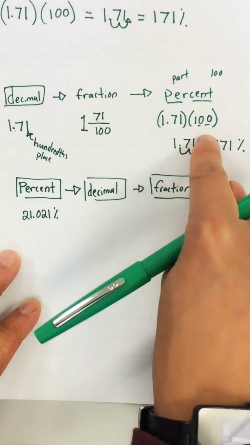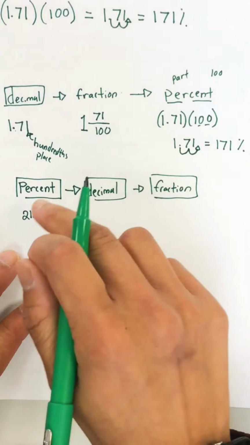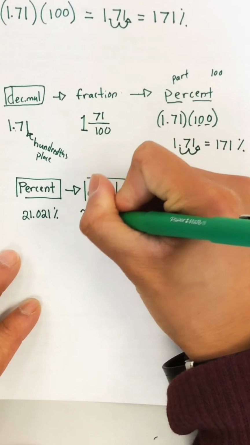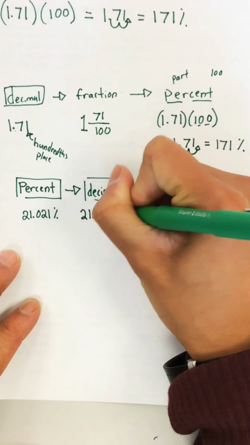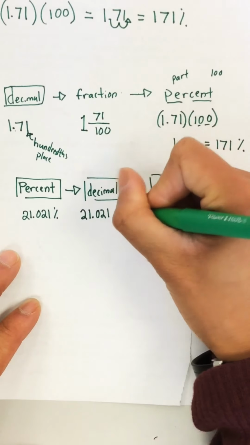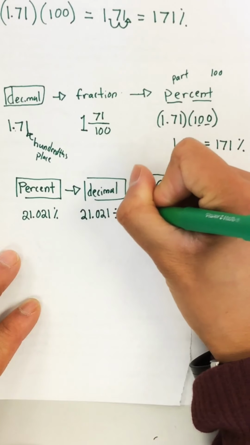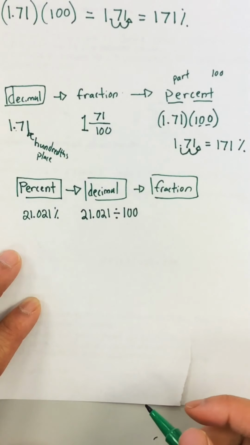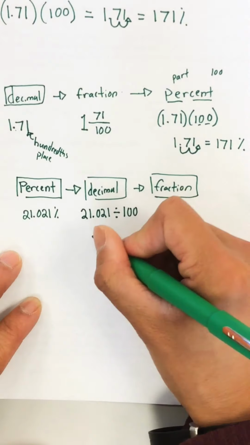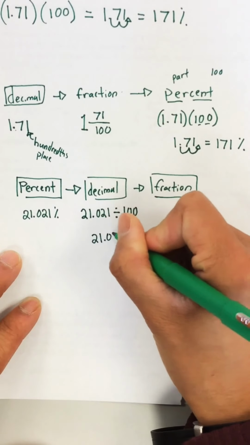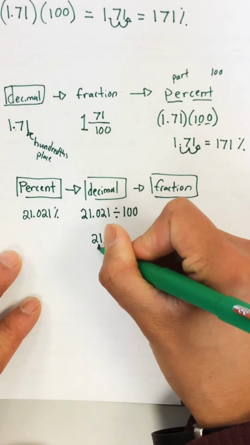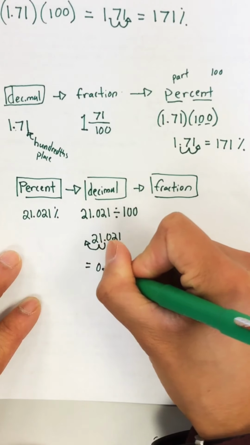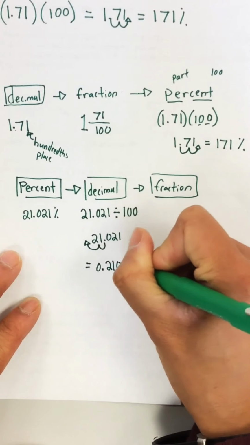When I was converting a decimal to percent, I was multiplying by 100. If I'm going from percent to decimal, I divide by 100. So here I'm going to go 21.021, okay, divided by 100. Dividing by 100 is the same thing as multiplying by 100, except when I'm dividing, my decimal place is, instead of going 2 places to the right, it's going 2 places to the left. 1, 2. So now my new answer for the decimal is 0.21021.